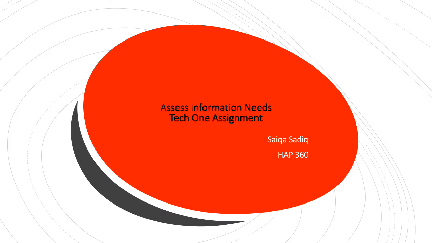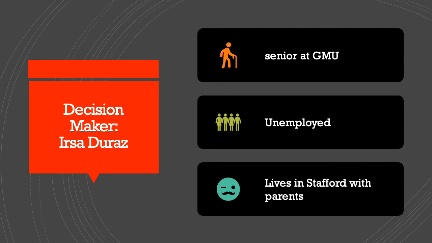So let's get started. The first step of this process is to identify a decision maker. Our decision maker for this process is Irsa Durraiz. She is currently a senior at George Mason University. She has no job at the moment and she is living in Stafford with her parents.